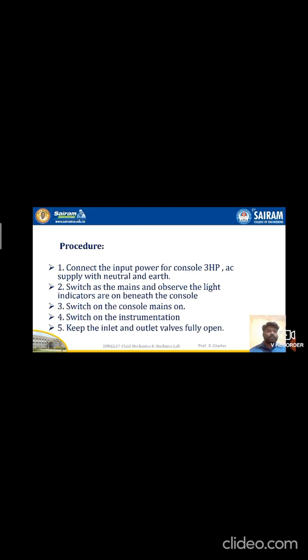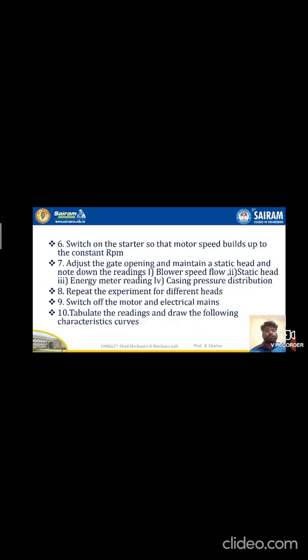The procedure is as follows. Input power is 3 HP. Observe the light indicators beneath the console, switch on the console mains, switch on the instrumentation, keep the inlet and outlet valves fully open, and switch on the starter so that the motor speed builds up to a constant RPM. Adjust the gate opening, maintain a static head, and note down the readings.